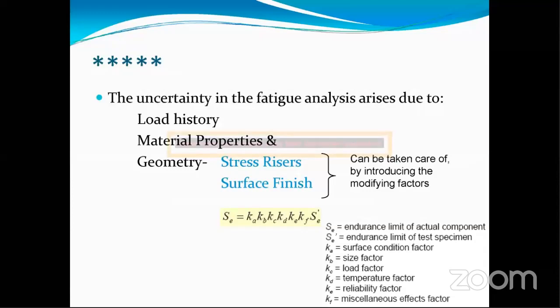Also, if you consider the geometrical effects like size factor, that is, the specimen tested at the lab will not directly translate to the actual geometry being used in the industry. Means there will be some difference between the fatigue life estimated for a test specimen in the lab and the fatigue life of the actual component. So these are all the uncertainties in the fatigue life analysis.